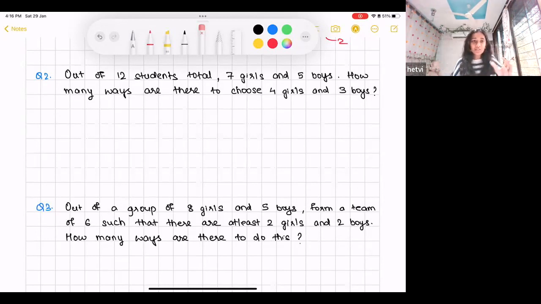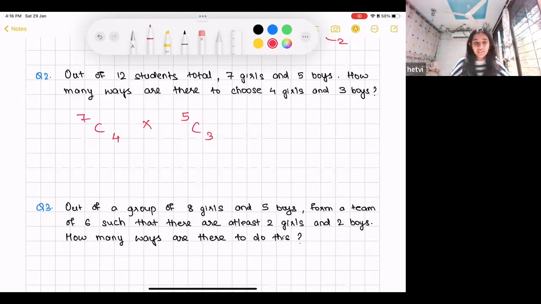Okay, so we have a total of 12 students: 7 girls and 5 boys. Now we want to make a team of 4 girls and 3 boys. So out of the 7, we will choose 4, so we have all the 4 girls that we need, and out of the 5, we will choose 3. And then we multiply this, because all of the possibilities of the girl selection go with all of the possibilities of the boy selection. So we have to multiply.